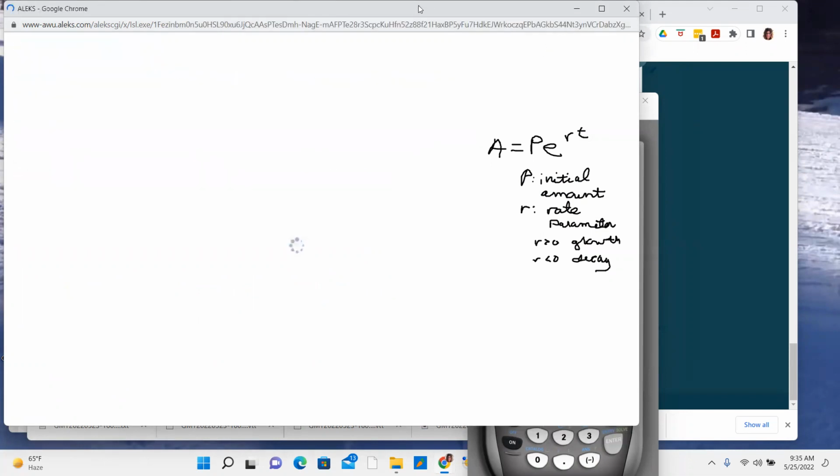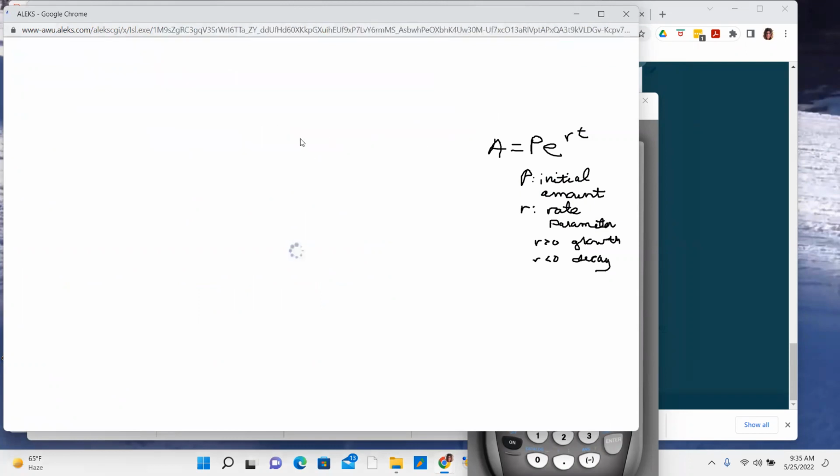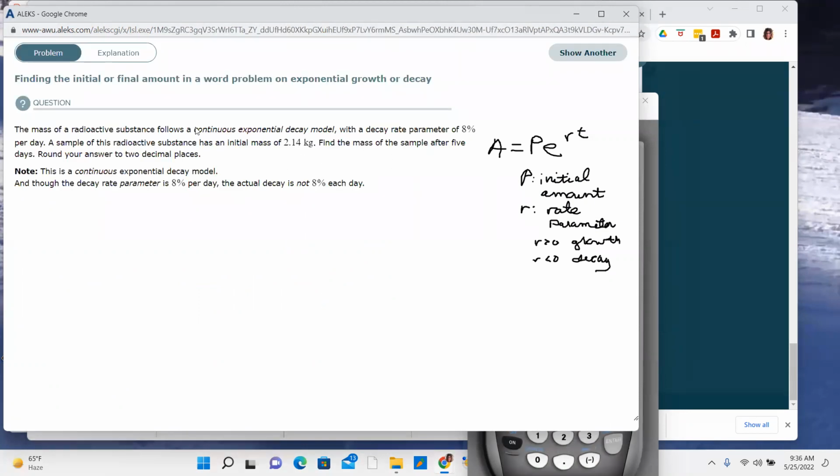Another growth one. Let me just pull up a decay. It's a money problem, but I kind of want to pull up a decay problem. Here we go. This follows a continuous exponential decay model. So now we know that growth rate parameter is going to be negative. And 8% is 0.08.